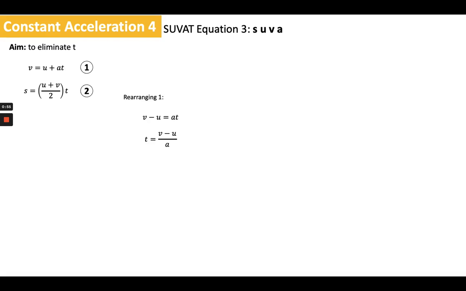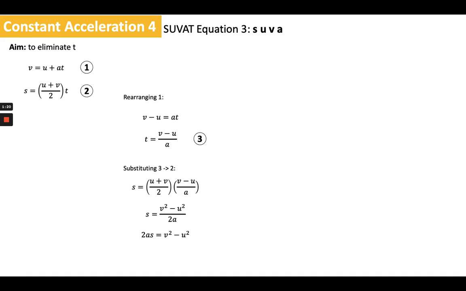Using the first equation, I can rearrange it. I get t equals (v minus u) over a. I'm going to substitute that into the second equation, and I get these two fractions multiplied together. Multiplying fractions is easy: you multiply the numerators and multiply the denominators. This is much easier if you notice that the two numerators are the difference of two squares, so you save yourself a step. You get s equals (v squared minus u squared) all over 2a.